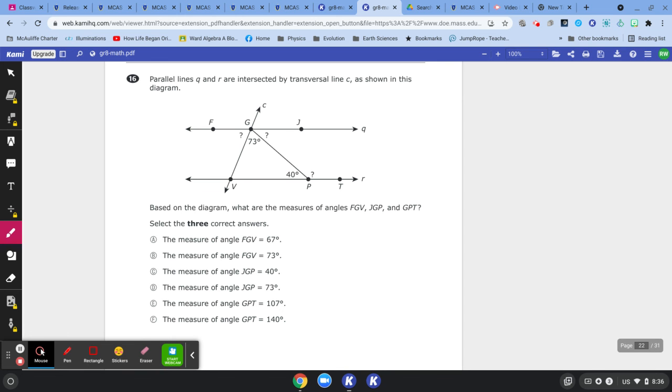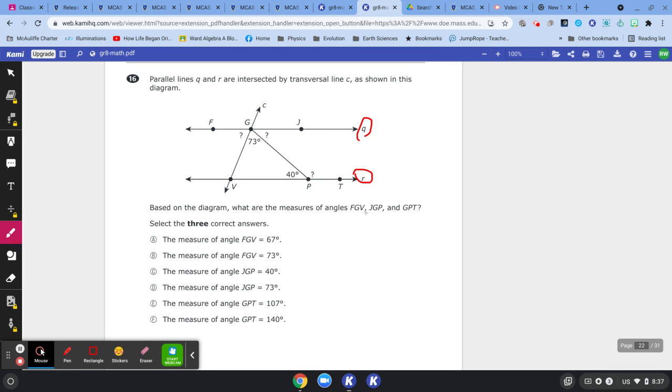This is number 16, and we have, once again, a couple of parallel lines, line Q and line R, being cut by a transversal that is line C. Now, we can also think of GP as the points G and P forming another line segment that could be extended as a transversal, and that will be useful too. All right, so let's start by seeing what we need to find out.